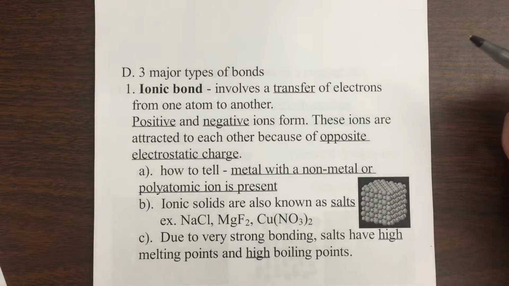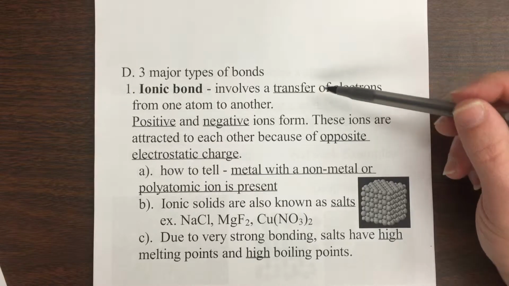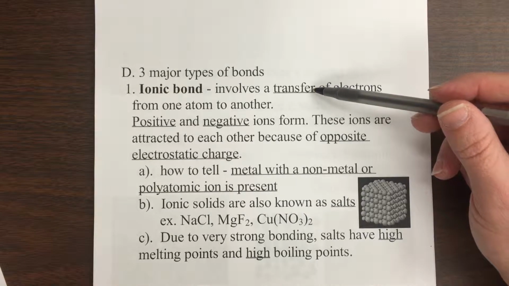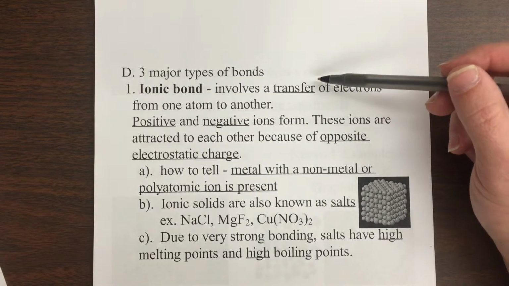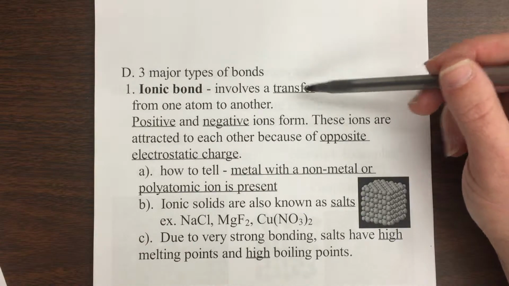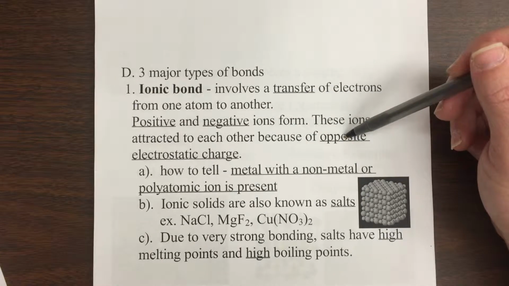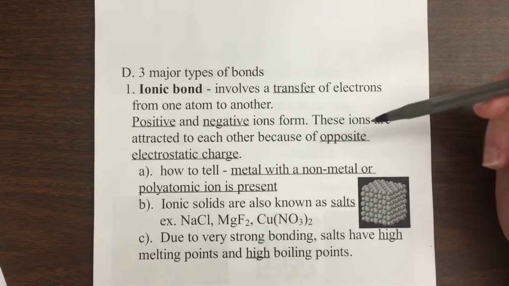So the three major types of bonds we'll talk about. First one is the ionic bond. In an ionic bond, the element will completely transfer one or more electrons to another element or ion. So we're going to have positive and negative ions, and when they're oppositely charged, they'll attract to each other electrostatically.